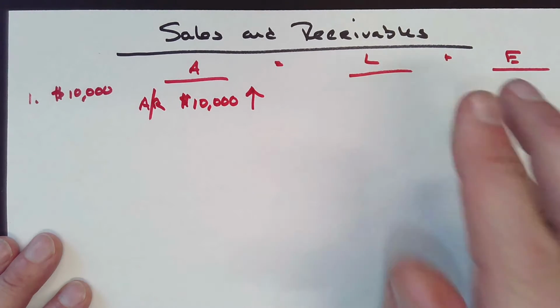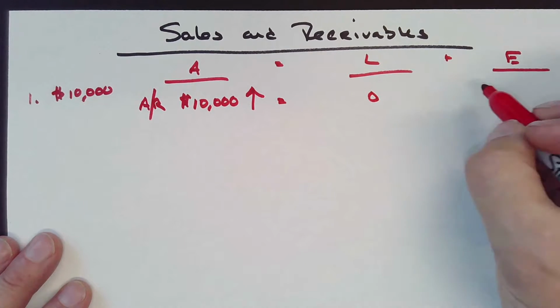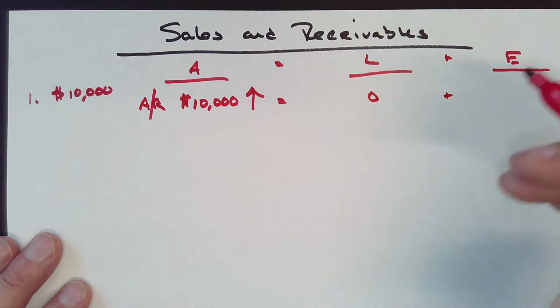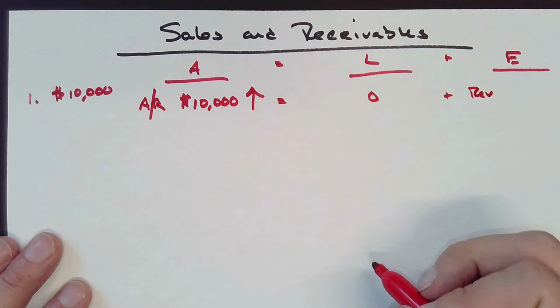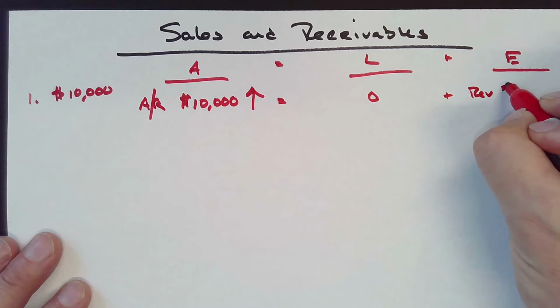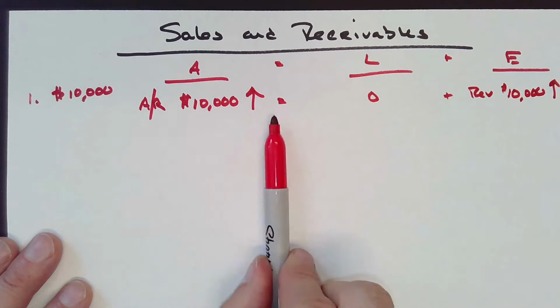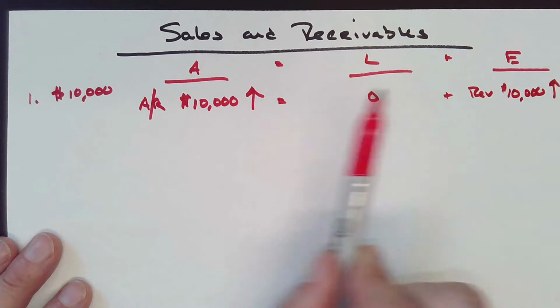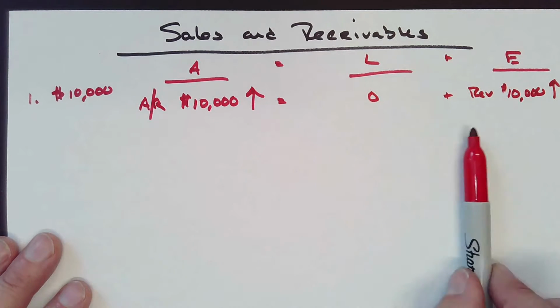We don't owe anybody anything, so nothing's happening with liabilities. And under equity, well, we have revenue. And that is a $10,000 increase, right? So now my assets equal my liabilities plus equity. In this case, accounts receivable and revenue are the two things that get booked. And every time we do a sale, that's going to happen.